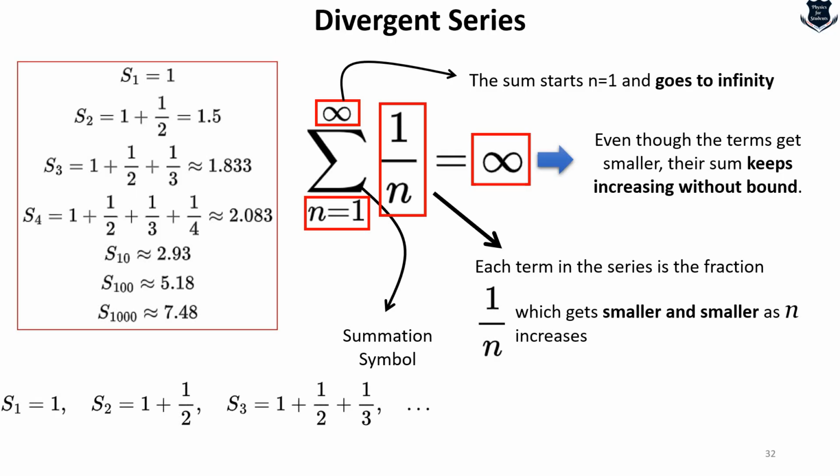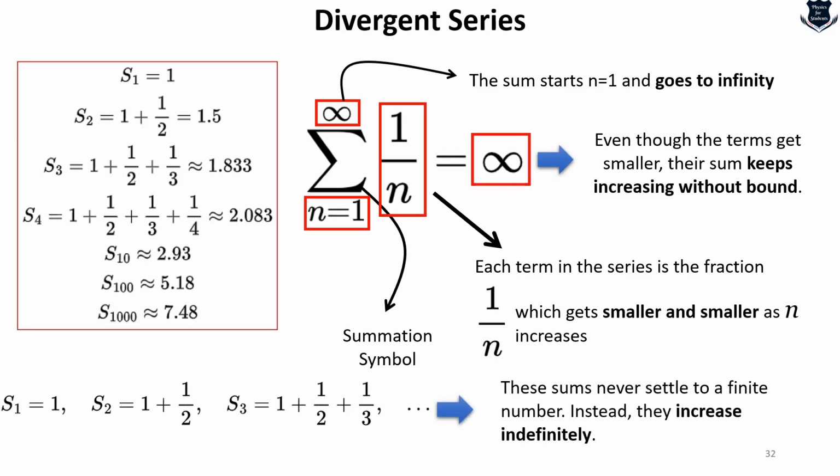So here you can see that 1, 1/2, etc. So we say these sums never settle to a finite number. Instead, they increase indefinitely. So we are done with the indefinite term. It increases 2.023, 5.18 and 7.48 and so on.